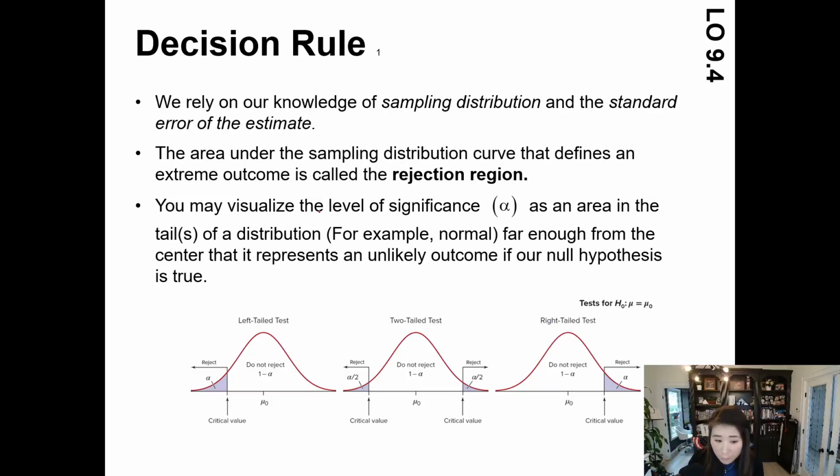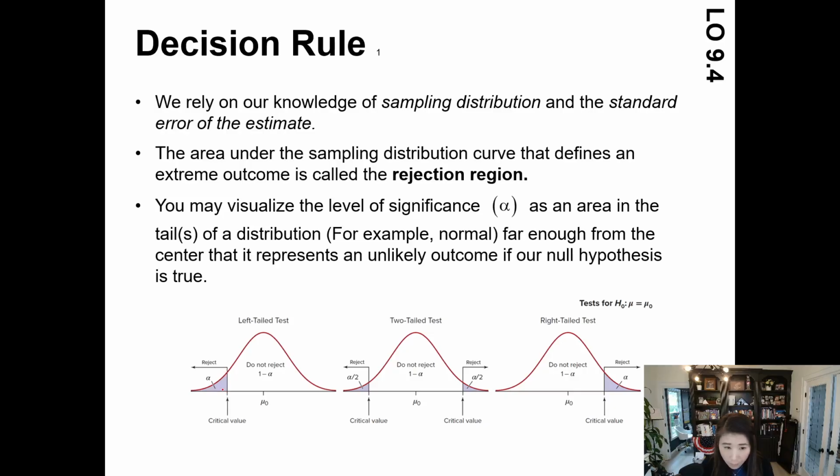We may visualize the level of significance alpha as an area in the tail of the distribution, far enough from the center that it represents an unlikely outcome if our null hypothesis is true. To put it simply, when we think about the left tail test, the alpha we set up is trying to control the type 1 error, the probability that we reject when the null is actually true. So when we do the left tail test, that alpha is equivalent to this shaded area.